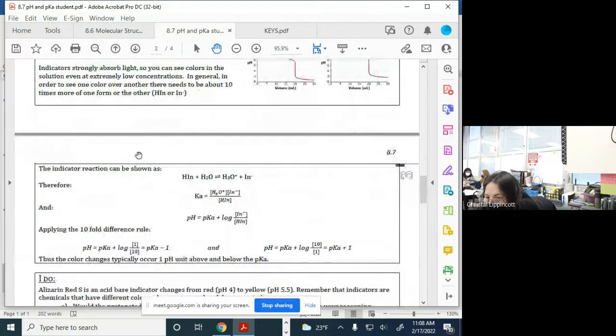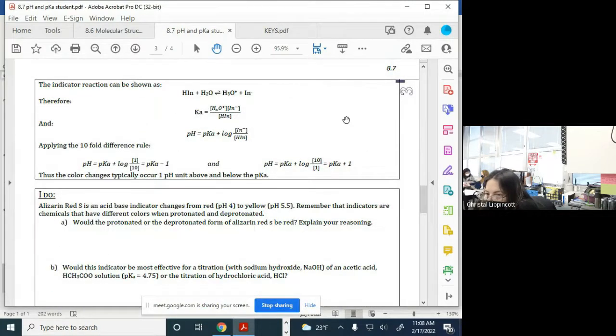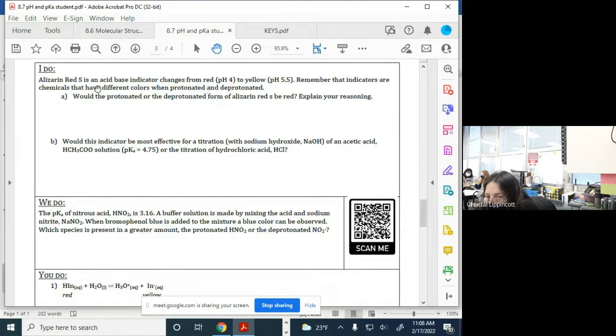All right. So the indicator reaction can be shown here. You have your indicator, which is typically a weak acid, and then you have its conjugate base. When you're working with these, the plus or minus 1 is what you're going to want to know. They've kind of shown you the math here, but just know that the plus or minus 1 holds true for that.